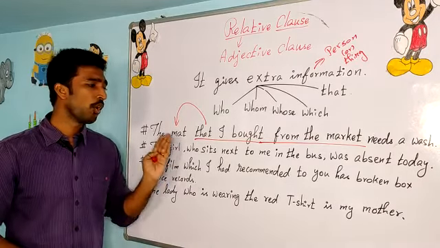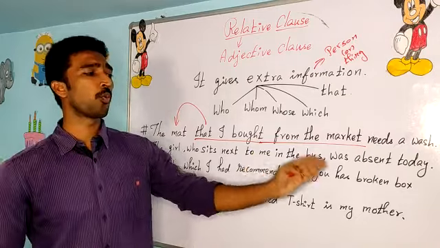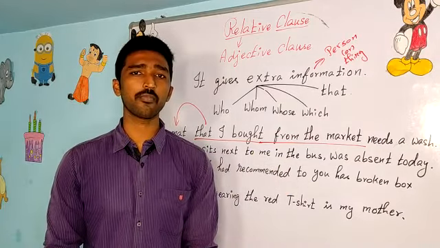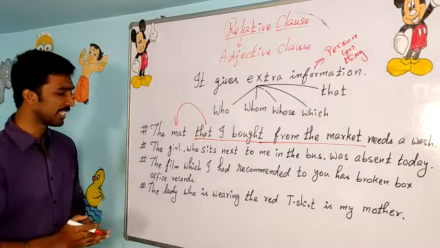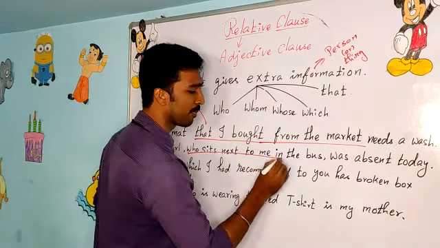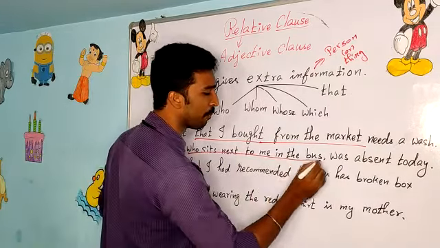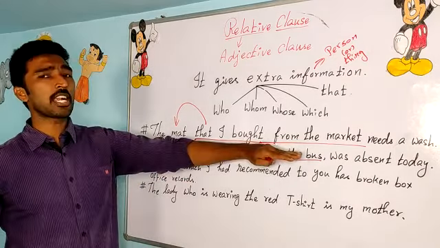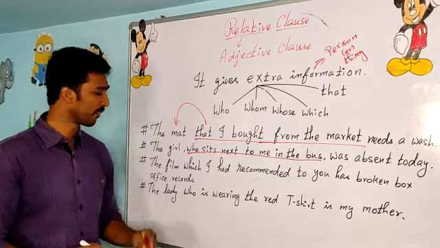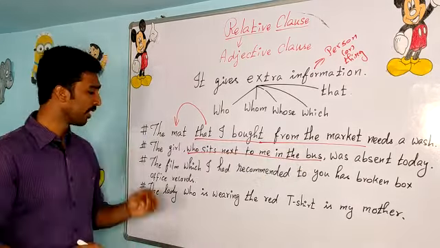The girl who sits next to me in the bus was absent today. Can you find the relative clause here? I hope you could find it easily. Who sits next to me in the bus. Sometimes relative clause is separated with commas. 2 commas. Inside we have the relative clause. And I told you, without the relative clause, the sentence gives meaning. The girl was absent today. It's a sentence. It gives meaning.